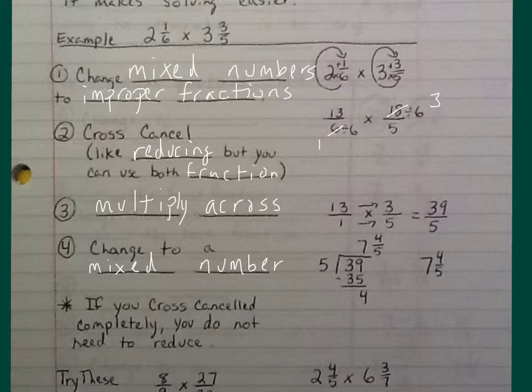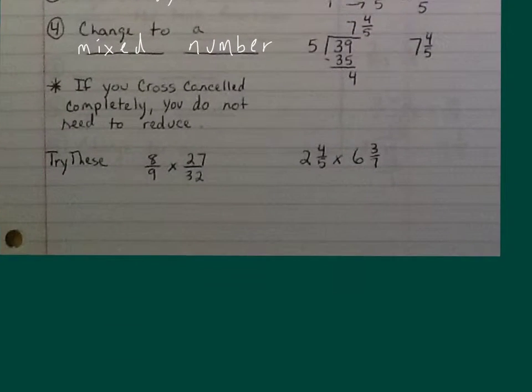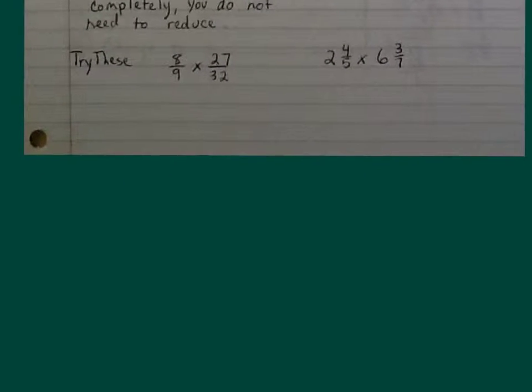Now the great thing is, again, if you completely cross-cancel, now that's kind of hard because you've got to really make sure you've completely done it. That means up and down or across. You've got to make sure that you've completely cross-canceled. Okay, let's go down and try some of these here.